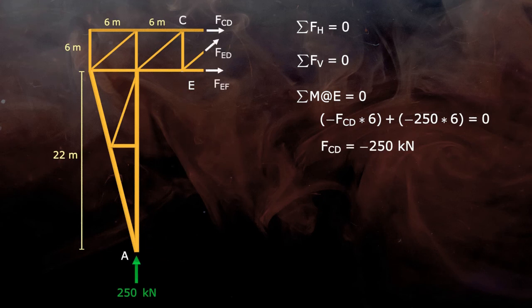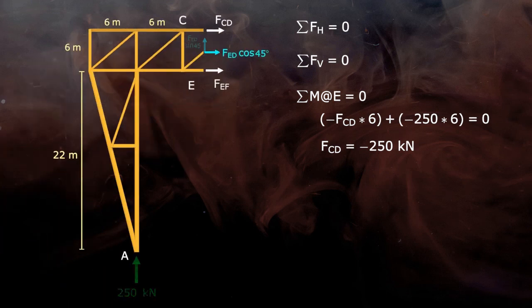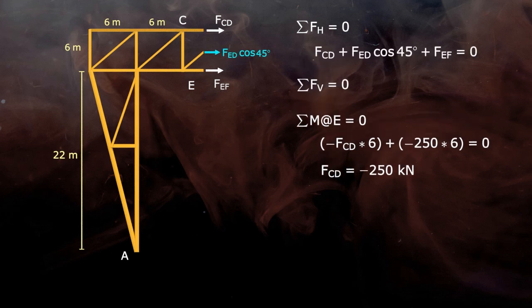Next condition is sigma FH equals 0. So let's first write the components of the inclined force FED. We calculated that the angle member ED makes with the x-axis is 45 degree. The components will be FED cos 45 and FED sin 45 along x and y axis respectively. Now these are the forces acting in the horizontal direction, so let's add them up because they are in the same direction. There are two unknown forces in this equation, so let's move to the next condition.